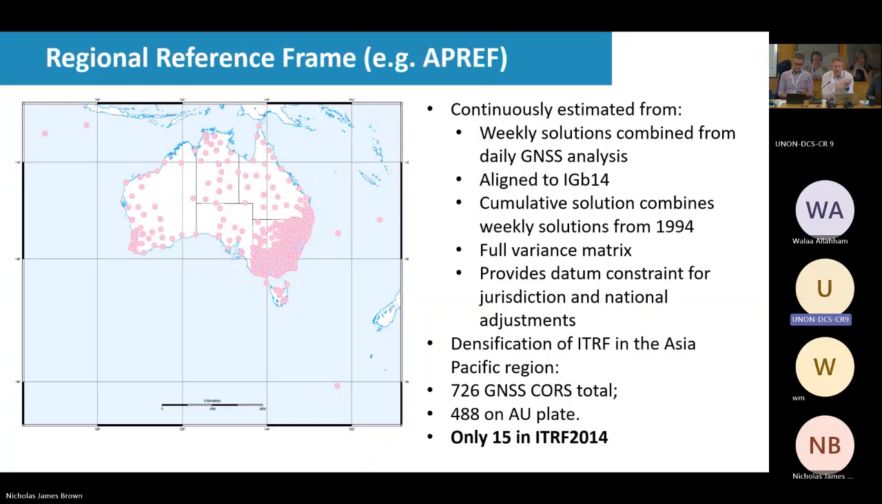We're talking about continuously operating reference stations here. There are 726 that are in total across APREF. And for our national datum in Australia, 488 of them were found to be on the Australian plate. So they are the ones that we use in our datum development in Australia, the ones on the Australian plate. And as you can see, there's a lot of detail here that we're capturing because only 15 of them were used in the determination of ITRF. So it's a lot of extra information that we can use to improve the definition of the Australian datum.